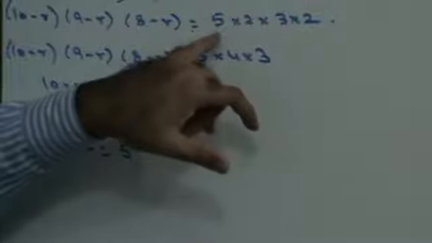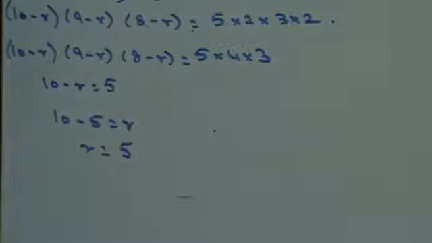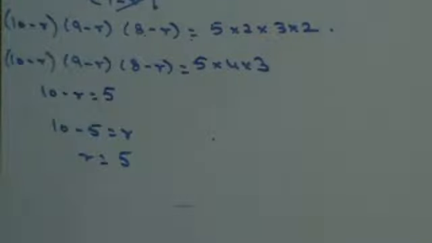What did you do over there? 5 into 4 into 3: 5, 2 twos are 4, and 3. I got 3 terms in descending order. Right? Next, let's see sums based on one more formula now. So both these sums are based on only that formula. Yes, they are based on that particular formula. Right?